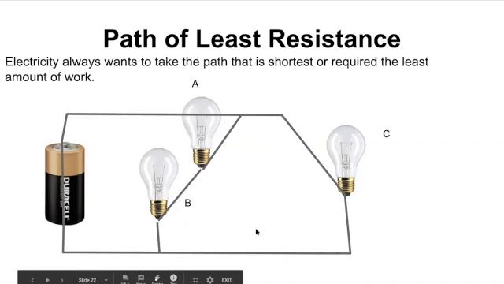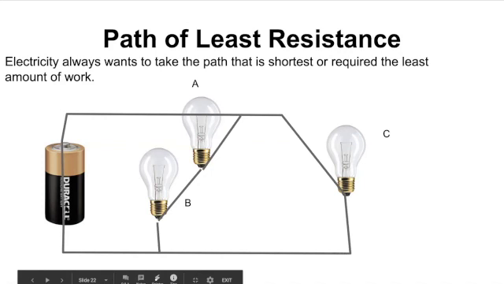Now let's look at another circuit. This circuit looks a little bit different, right? We still have 3 light bulbs, but the wires are laid out a little bit differently. Just like before, let's think about if there's a path that is shortest, and let's think about if there's a path that has less work for our electricity to do. Now I see 2 possible paths here. I see our first path, which goes up this way, and then it can cut across this bridge and light up light bulb A and light bulb B. And then it will go back across our bridge and then back to the negative side of our battery.